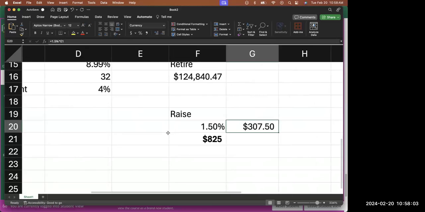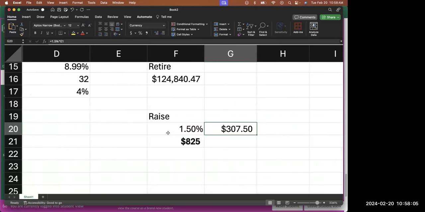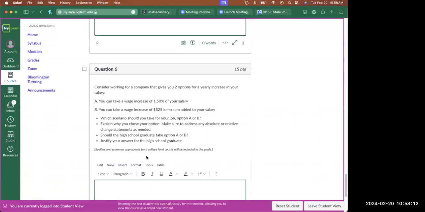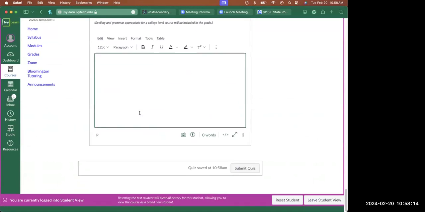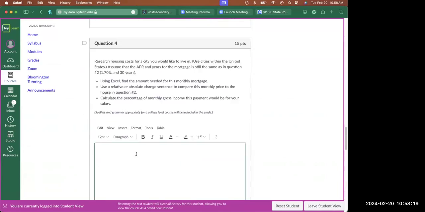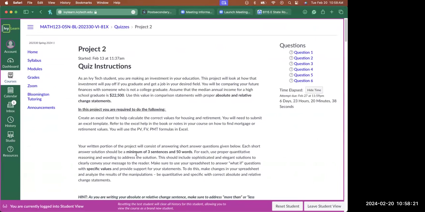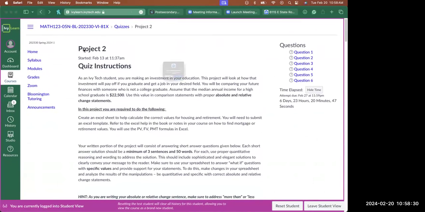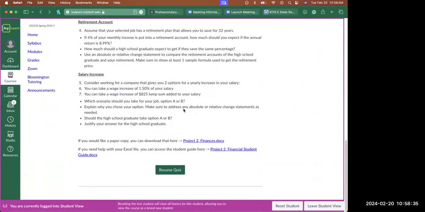But that's the idea. So it looks like the math prof should take the percentage. The high school graduate should take the lump sum. Okay. So that's question 6. And that's it. That's the answer. Okay. So I'm still leaving a few things left undone for you to do, but that's 2 weeks worth of review. And then I'm going to go back and show you a few other things you can see.